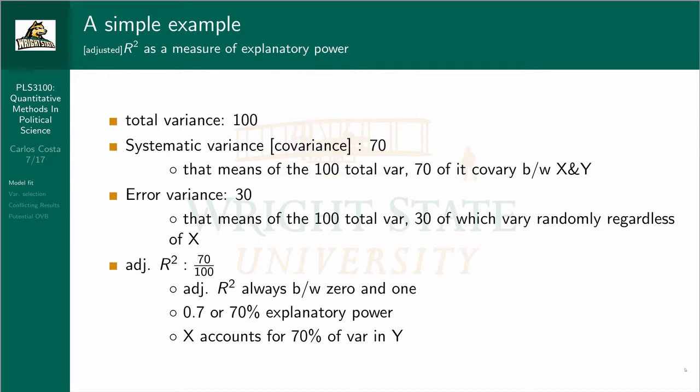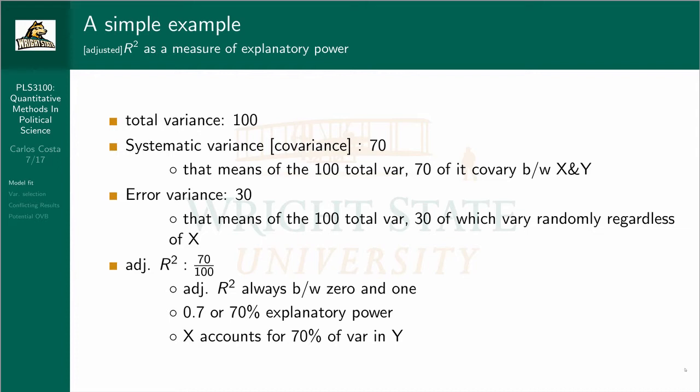So if the systematic part is 70 and the total is 100, then the random part must be 30, as 70 plus 30 equals 100. If we plug in those values into the adjusted R-square equation, we get 70 divided by 100, which gives you 0.7, or 70% explanatory power.